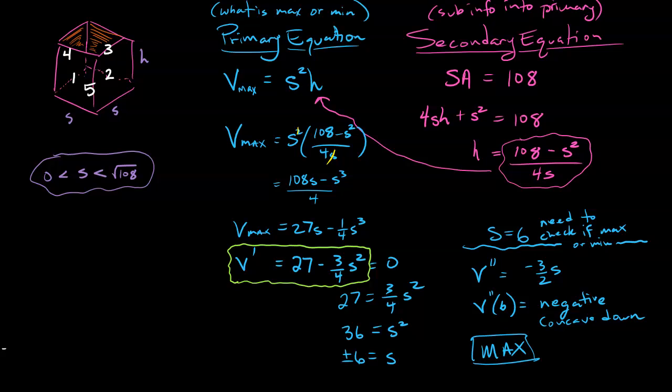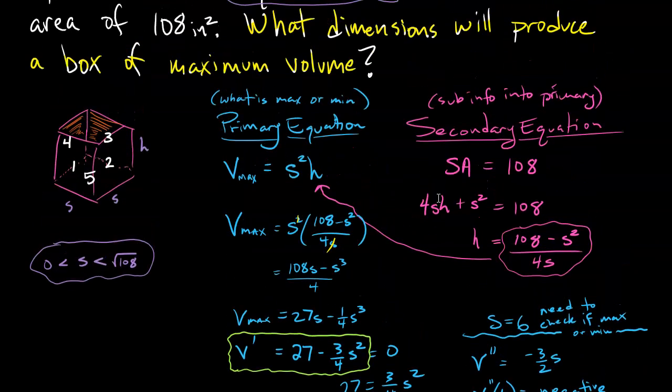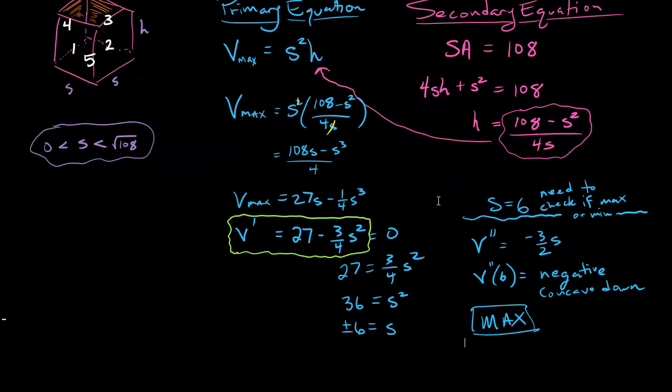Okay, now before this is where it's really easy to also make mistakes. I got an answer and so I'm like done. Every question usually asks you something different. And so like the answer I just found isn't necessarily what I'm trying to answer for the problem. What dimensions will produce a box of maximum volume? So I need all three dimensions. So I just figured out that S is 6, gives me a max volume. So then my box is going to be 6 by 6. And then I need the height.